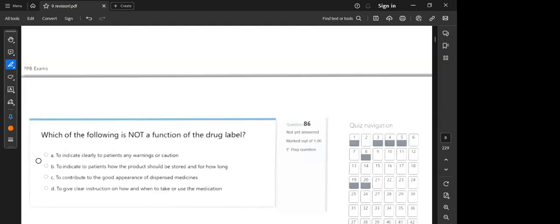Which of the following is not a function of the drug label? To indicate clearly to patients on warnings or caution, to indicate to patients how the product should be stored and for how long, to contribute to the good appearance of dispensed medicine, to give clear instructions on how and when to take or use the medication. I think it's C.